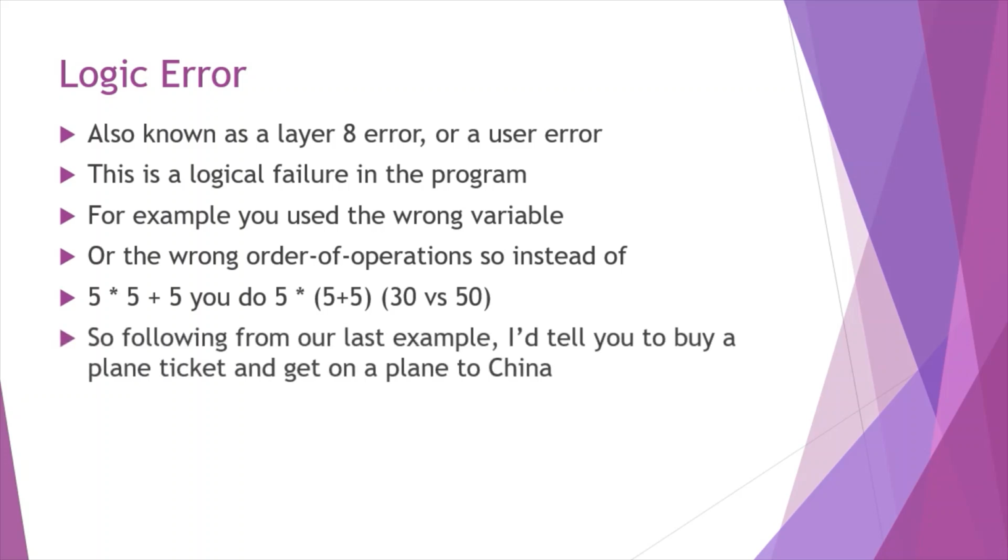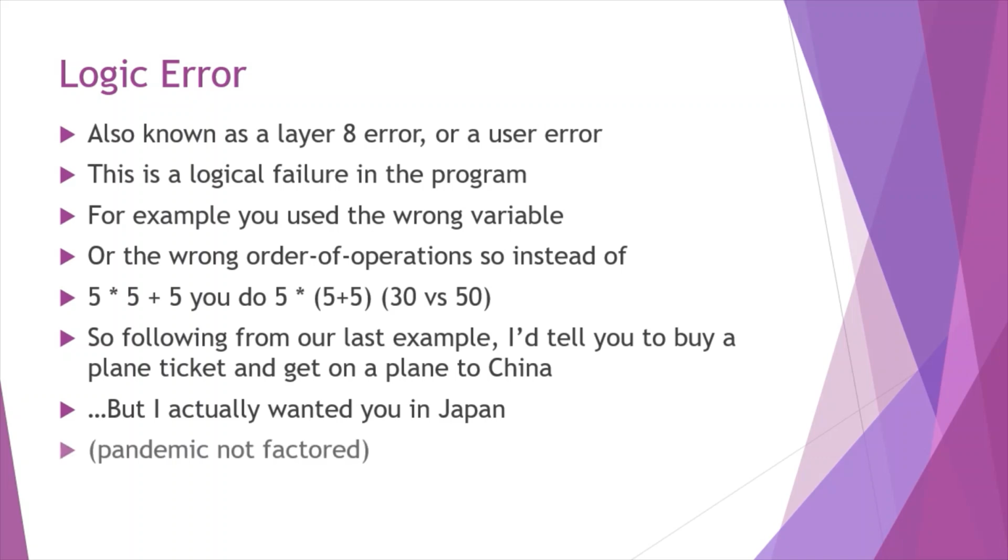So following on from our last example, I'd tell you to buy a plane ticket and get on a plane to China. But I actually wanted you in Japan, so that's my fault. You did it, you ran it okay, but you ended up in the wrong place. Pandemic, obviously not factored in there. Yeah. These errors can be very hard to track down because the program won't crash.